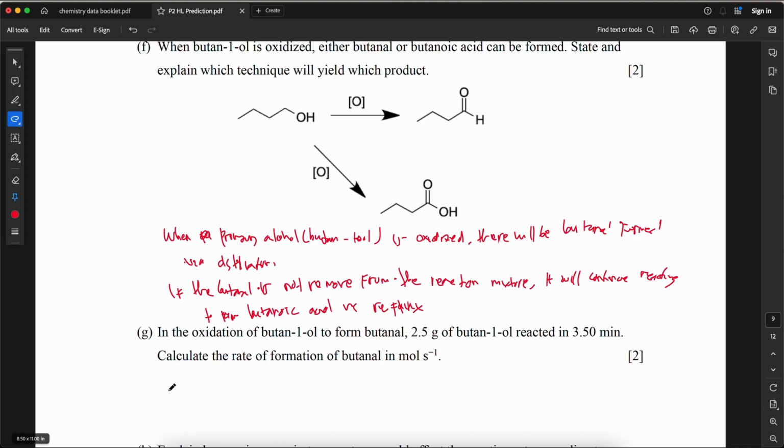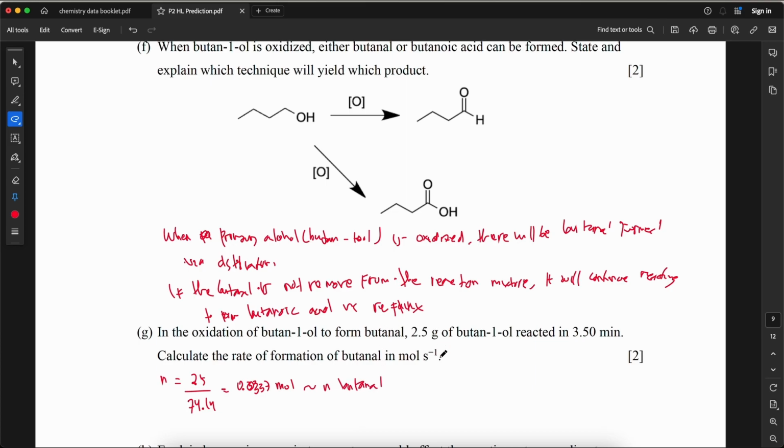We need to find mole first. Mole of butanol is 2.5 divided by its molecular mass, which is 74.14. It's 0.0337 mole. And you know, when butan-2-ol forms butanol, the coefficients are the same, so this is also the mole of butanol.